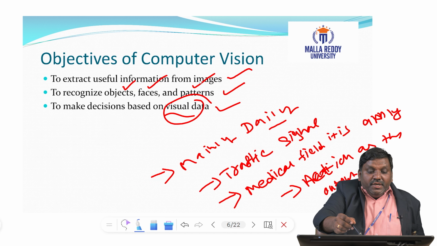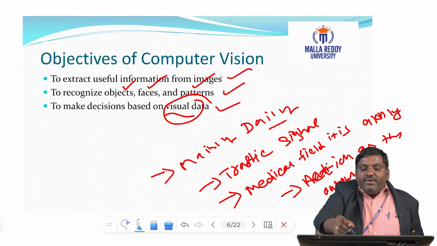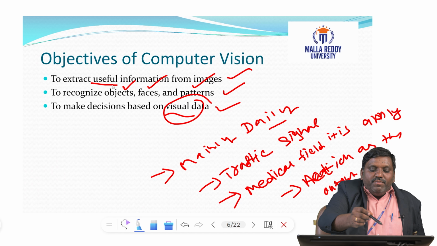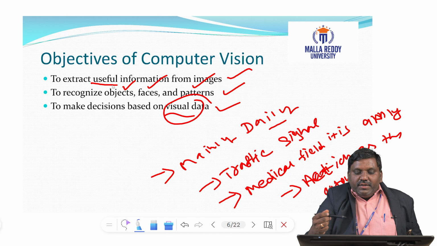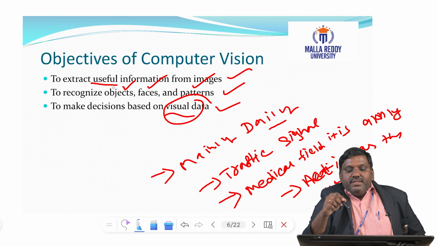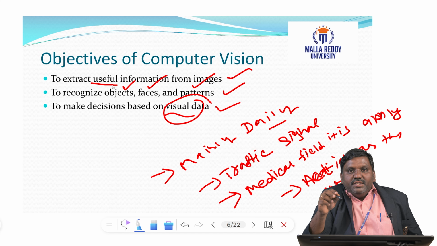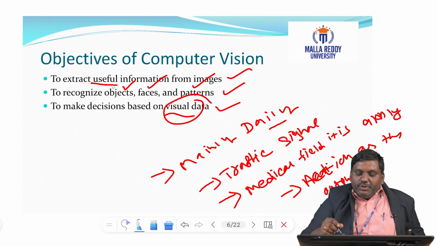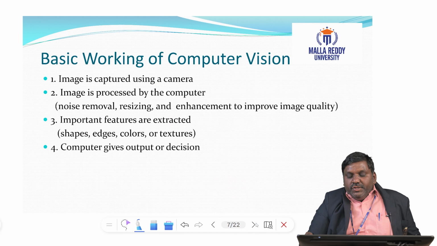The first objective is to extract useful information from the image. Useful information should be taken from the image. Then it should recognize objects, faces as well as patterns. Then the third thing is to make decisions based upon visual data.